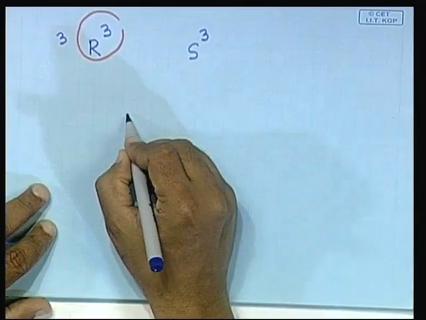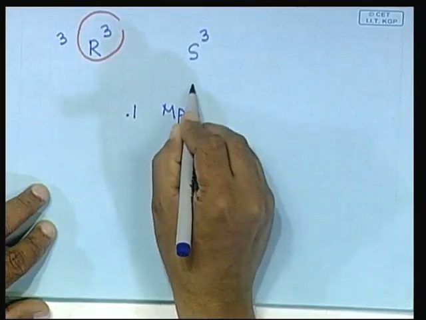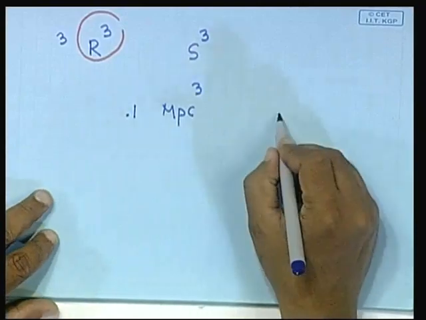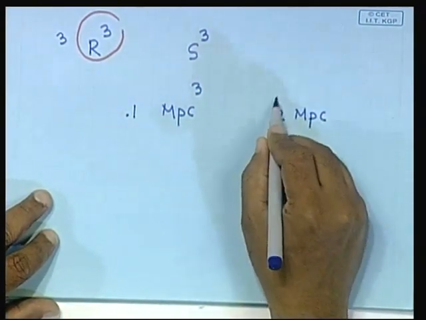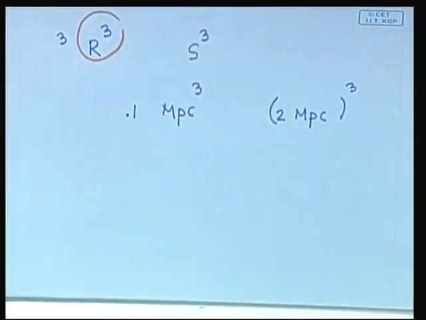Roughly 0.1 galaxy per megaparsec cube. This is some rough number. So one galaxy in a cube of 2 Mpc. One galaxy in a cube of 2 Mpc. Okay. So visualize a universe filled with galaxies like this.